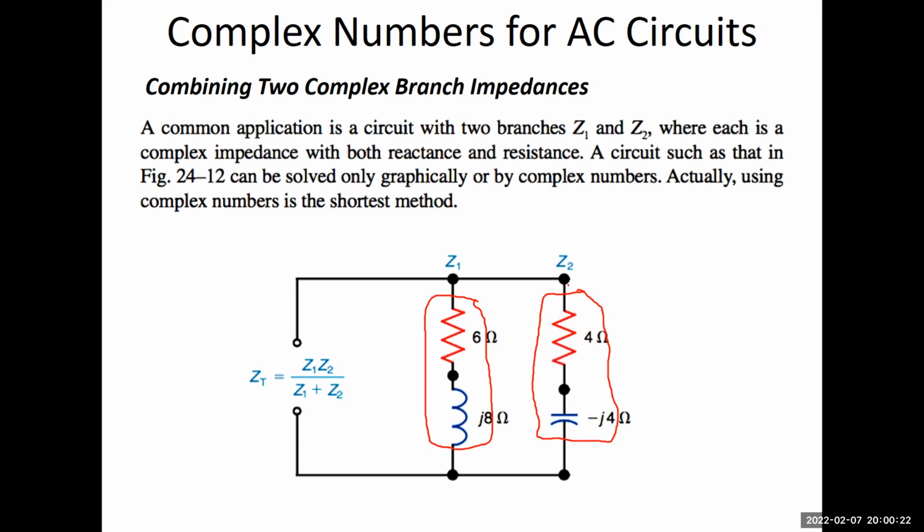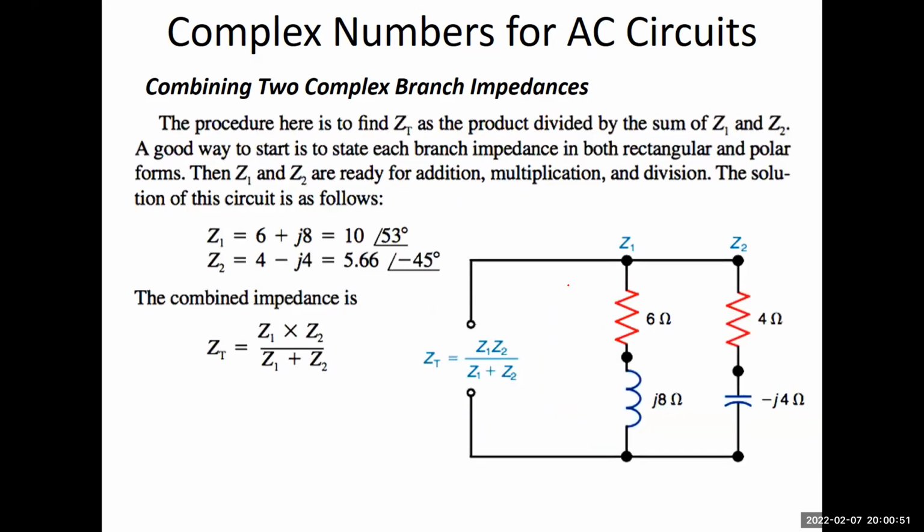We have Z sub 1 and Z sub 2, where each is a complex impedance with both reactance and resistance. So a circuit such as that in this figure can be solved only graphically or by complex numbers. So actually, using the complex numbers is the shortest method. Kesa nga naman i-analyze mo siya in graphical method, magdo-drawing ka pa. Okay? So the procedure here is to find the total impedance as the product divided by the sum of Z sub 1 and Z sub 2.